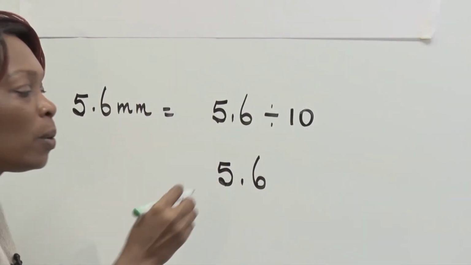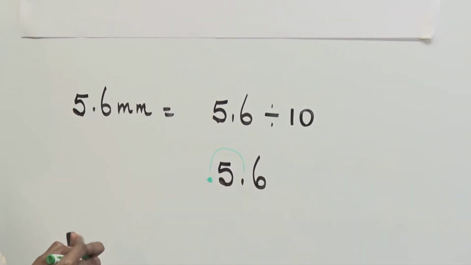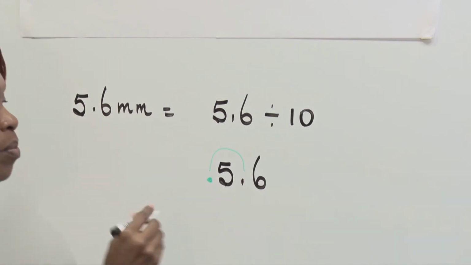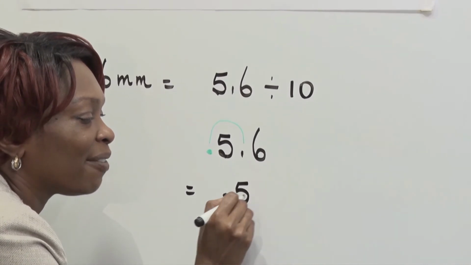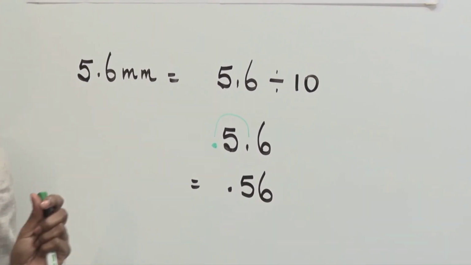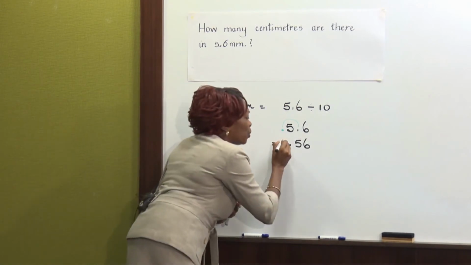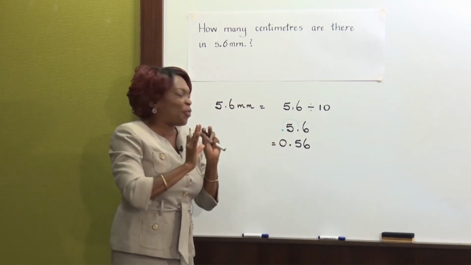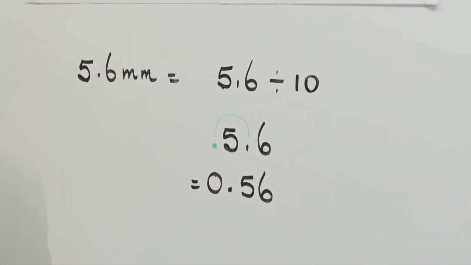Do it with me now. So we end up with 0.56. Nothing is wrong with that, but I know that some of you feel more comfortable putting the 0 for the ones. So this is also correct. Are you with me? So the answer is 0.56.